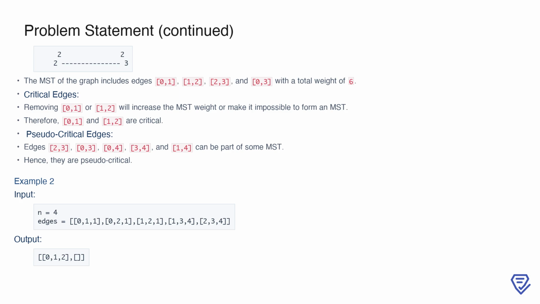On the other hand, edges [2,3], [0,3], [0,4], [3,4], and [1,4] can all be part of some MSTs, even though they are not required in all of them. This makes them pseudo-critical edges. By analyzing the graph and systematically removing edges, we can determine which edges belong to which category.